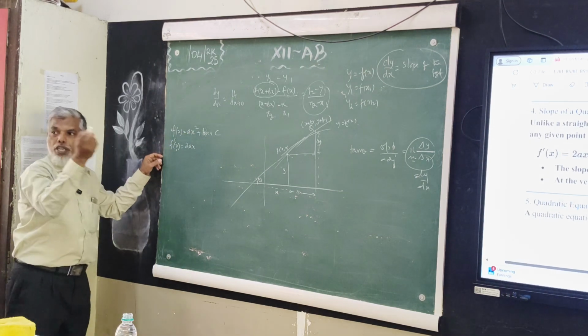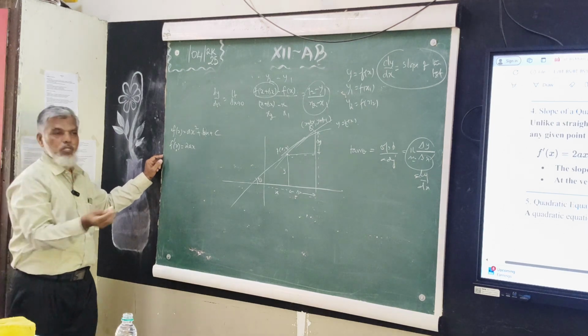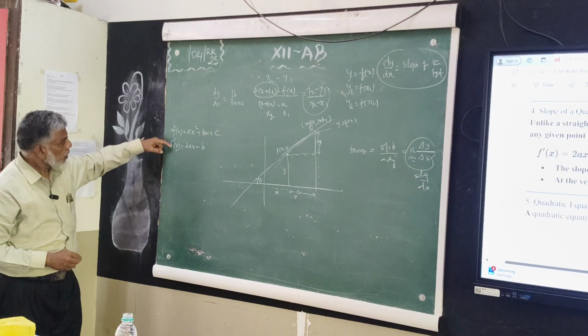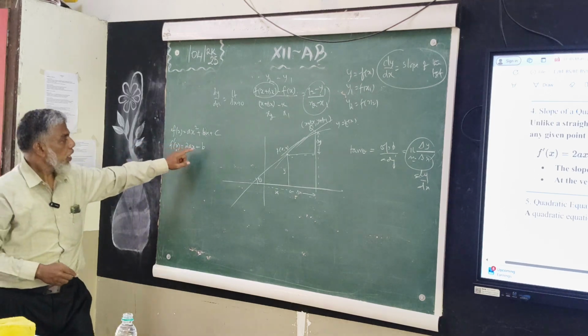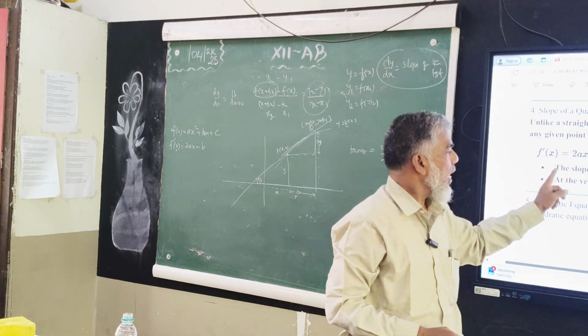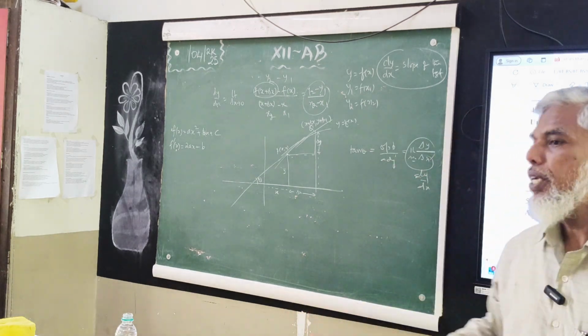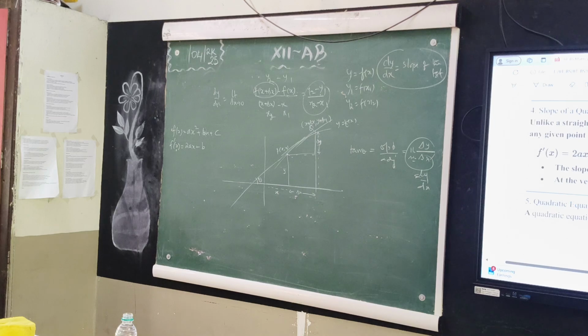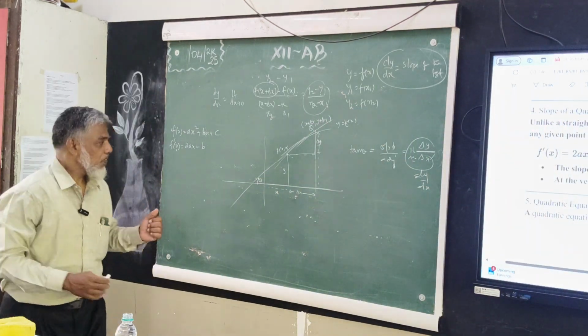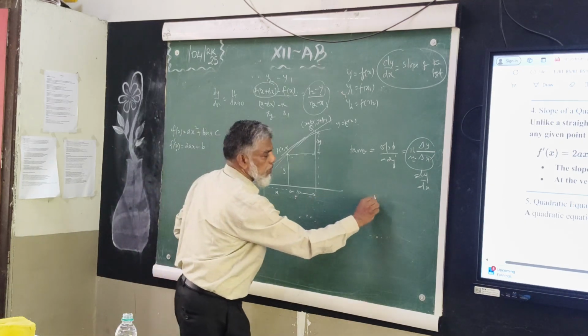2ax squared differentiation gives 2ax plus b. What is the derivative of f of x? 2ax plus b. So 2ax plus b is the f dash of x. The slope changes as x changes, and at the vertex, now, which is the vertex? The turning point.